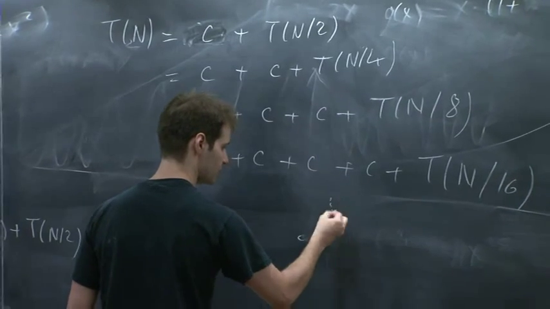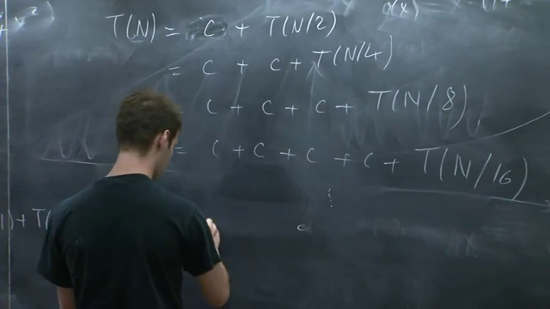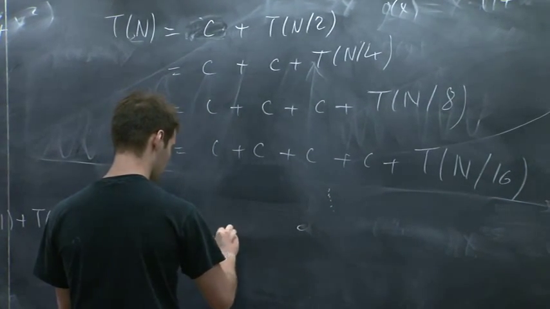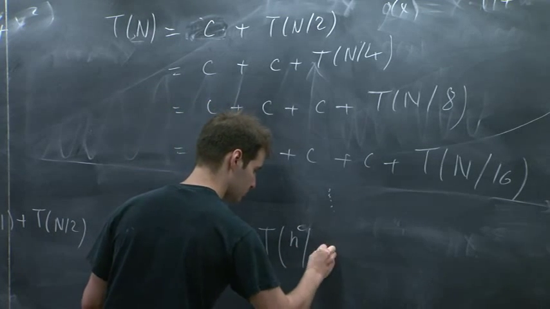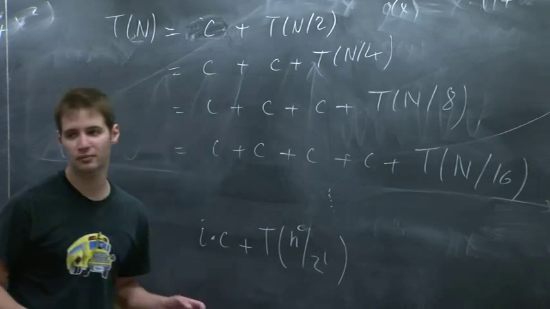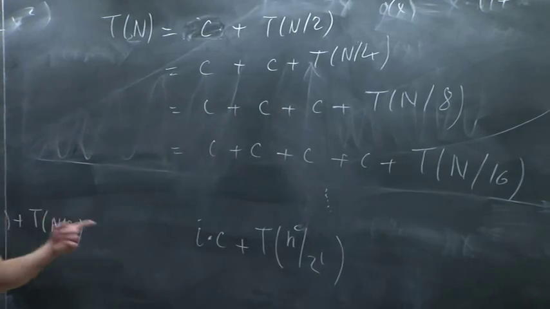So if I expand it a lot of times, I'm going to get i times c plus t of n divided by 2 to the i. And you can expand it as many times as you want until you see the pattern. But this is the pattern.